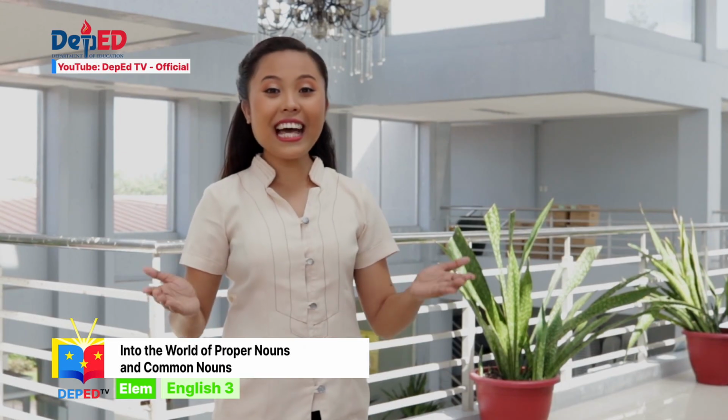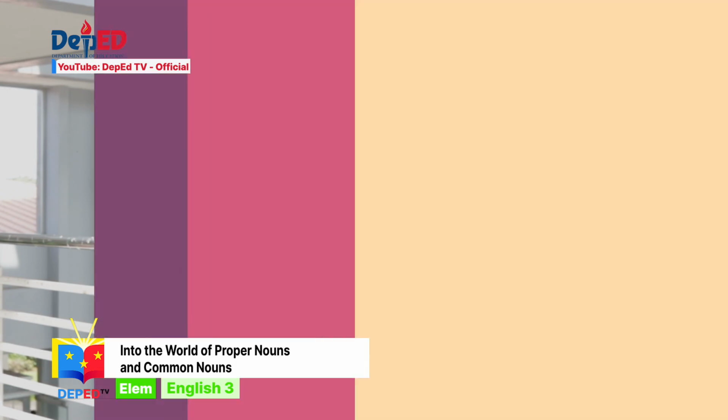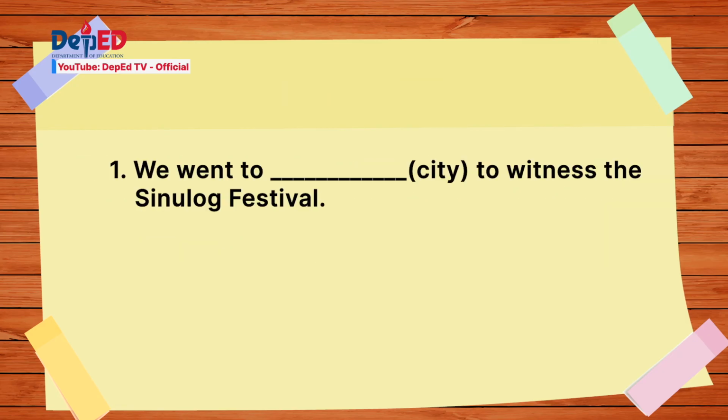This time, let us complete the sentences by providing an appropriate proper noun. Directions. Fill in the blanks with the appropriate proper nouns based on the given common nouns in the parentheses. You have 5 seconds to answer each item. Number 1. We went to blank to witness the Sinulog Festival. What city celebrates the Sinulog Festival? It starts with a capital C.